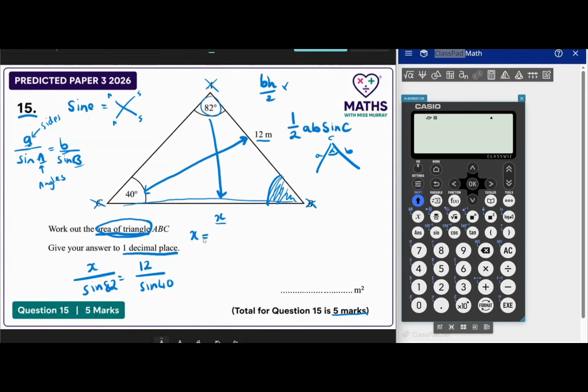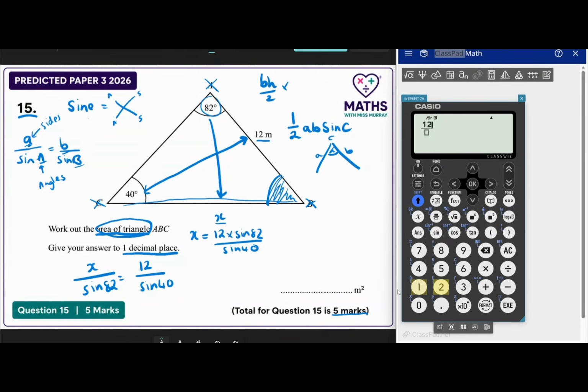So in order to work that out, I'm going to times by sine 82, so that it just leaves x on its own. So I get 12 times by sine 82 over sine 40, and then I just work that out in my calculator. Remember what I said earlier though, make sure your calculator is in degrees, which it is now thankfully.